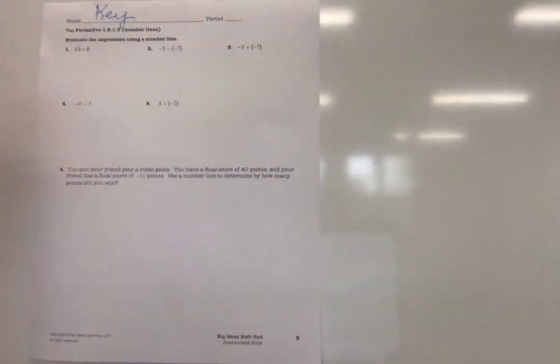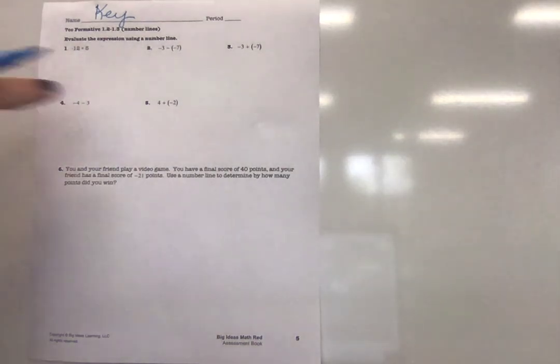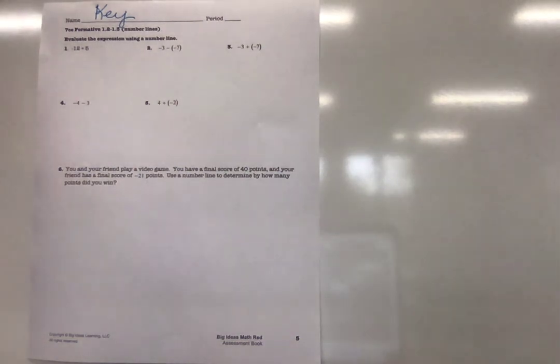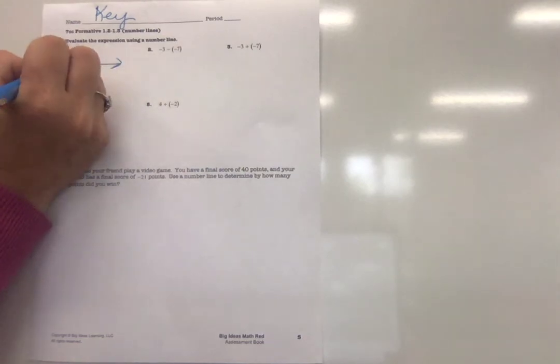Hi everybody, these are corrections for the 7th grade formative 1.2 to 1.3 number lines. In questions 1 through 5, it asks you to evaluate the expression, but it wants you to do so through a number line. So in number 1, we are at negative 12.